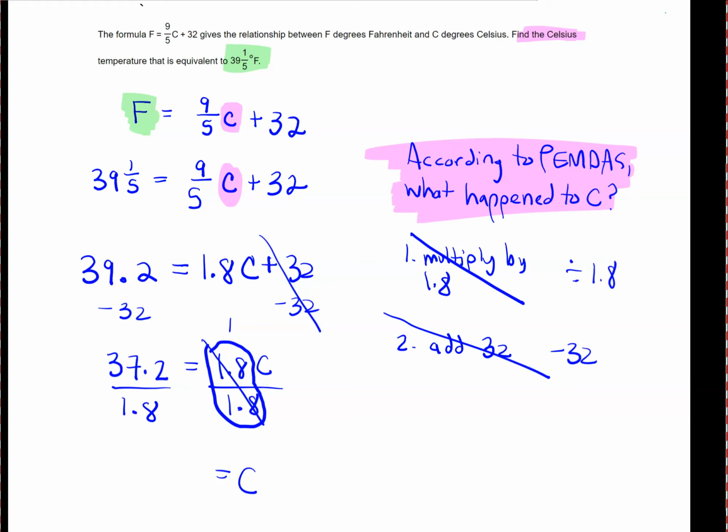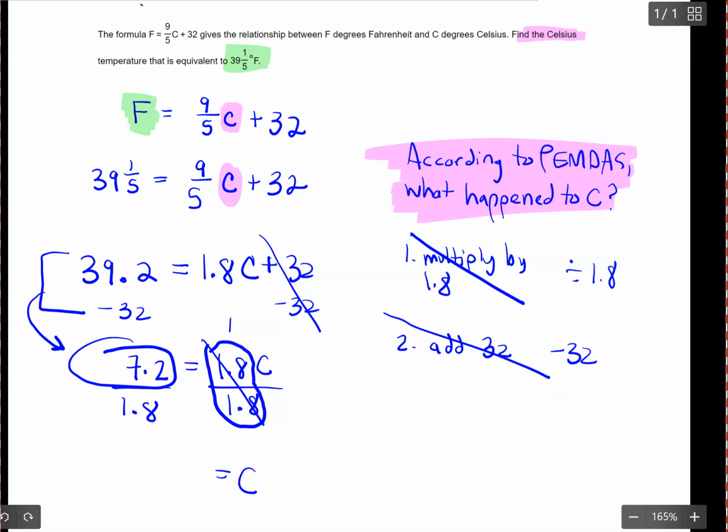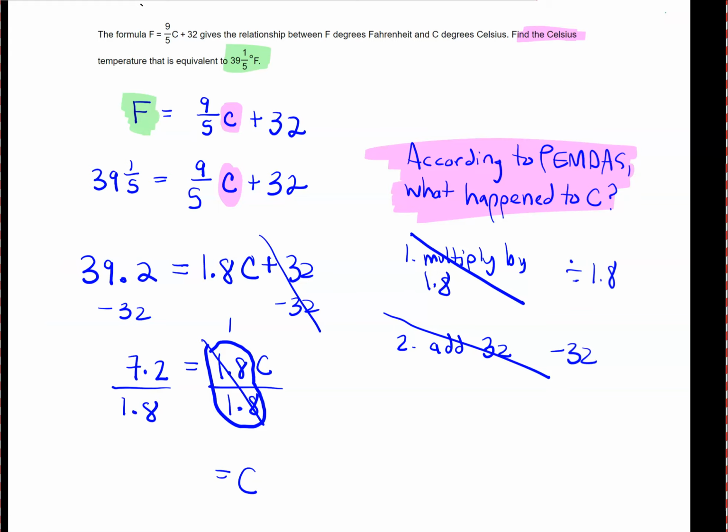Oh, except I messed up somewhere. Where did I mess up? I subtracted 32 on both sides. Okay. I'm not getting the same answer. Oh, guys, it's not 37.2 when I subtract those numbers. It's 7.2. Because I was like, it should be the same answer either way. 7.2 divided by 1.8. Okay, that's 4. That's better. It matches. Okay, cool.